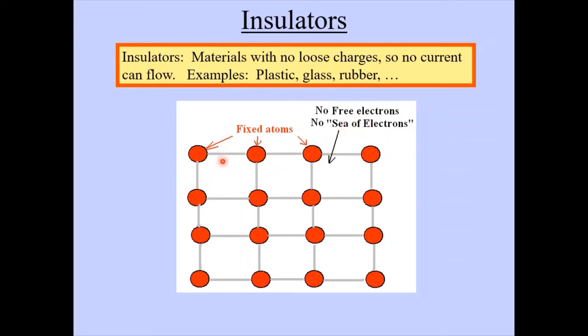So where are all the electrons? Well, they're actually bound to these atoms. They're tightly bound to these atoms. They can't free themselves and move around inside. So an insulator has no free electrons to move, therefore current can't flow through an insulator.